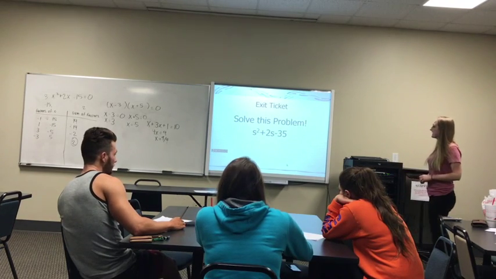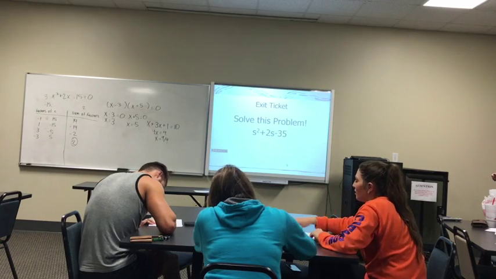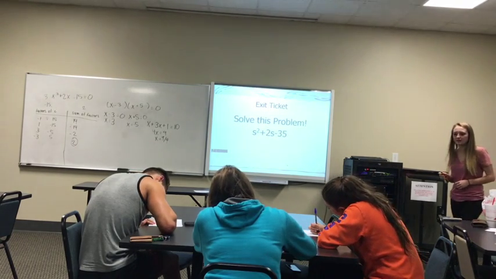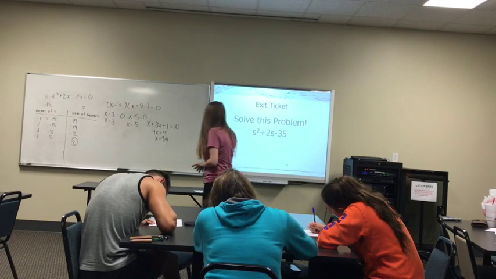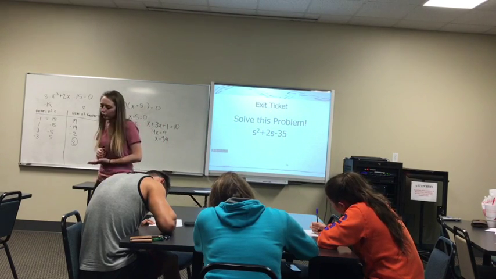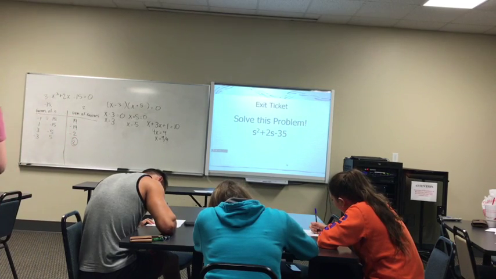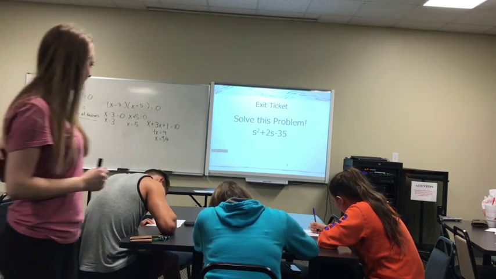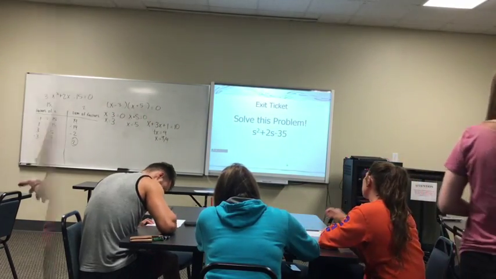So for your exit ticket, I want you to solve this problem. You have x squared plus 2x minus 35. So what factors give you negative 35, and what factor combination can be added together to give you a positive 2x? I'm going to give you about 30 more seconds.